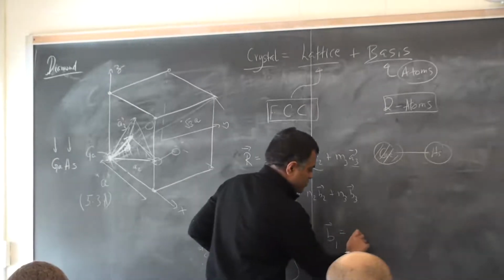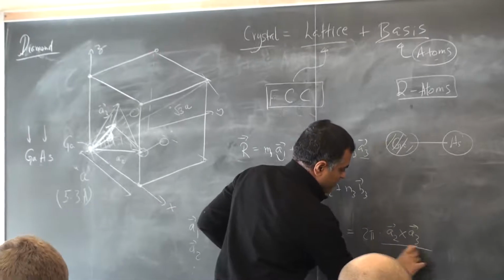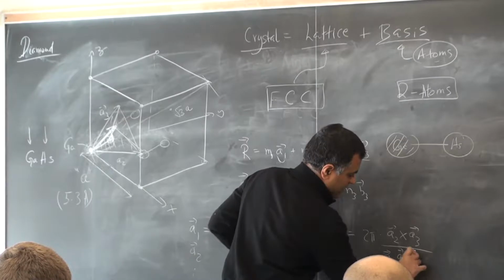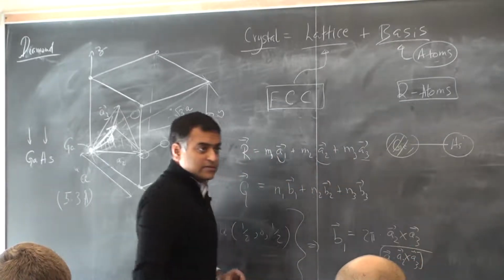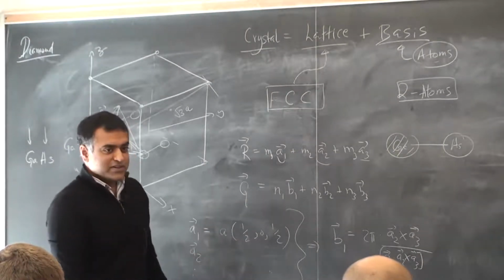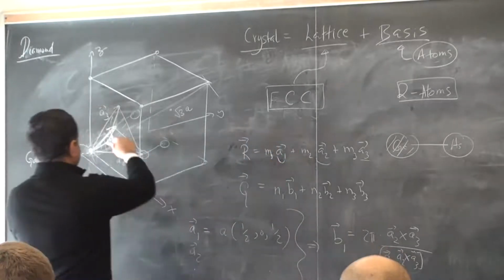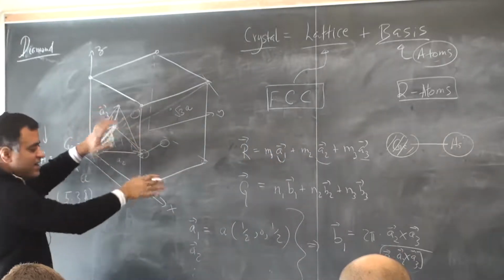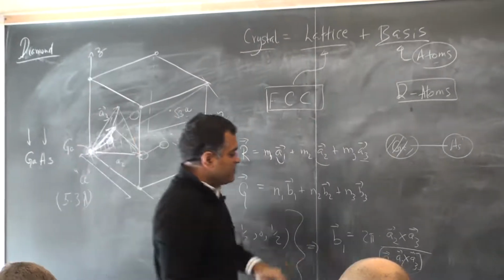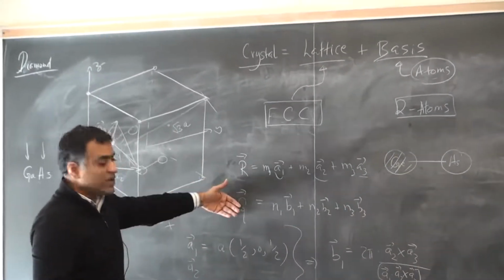So this is 2 pi times A2 cross A3 over the triple product A1 dot A2 cross A3. You can evaluate it, and you will get something here. This quantity is the volume of this little thing, something like A cubed by 4. You can evaluate it completely. So that will be B1, and B2 and B3 you can evaluate too, and then you get all your reciprocal lattice points as well.